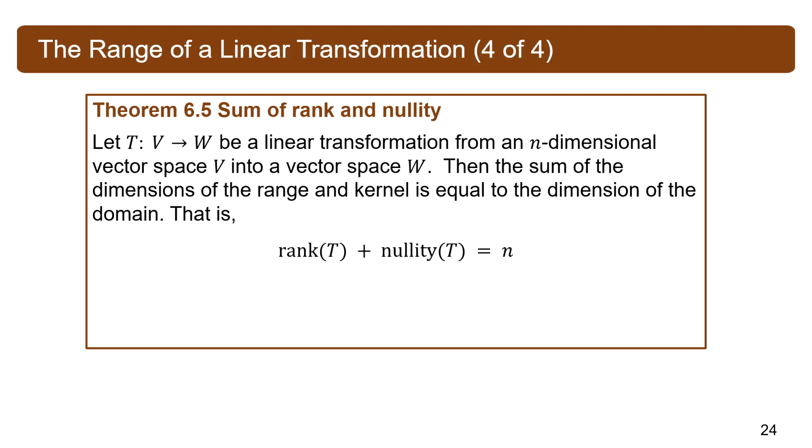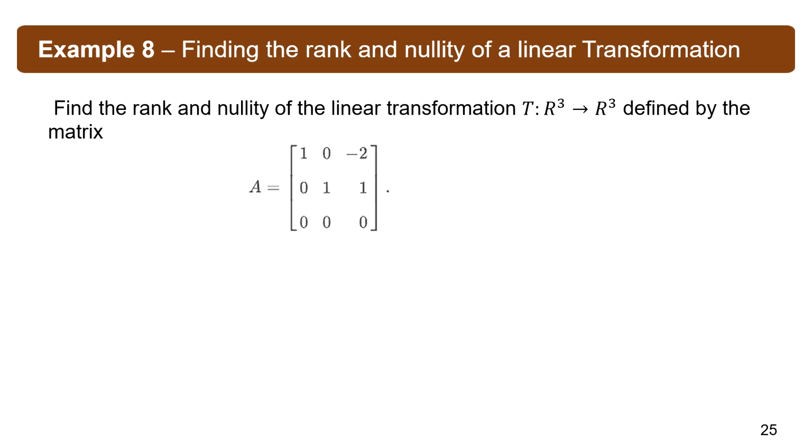So the rank of T plus the nullity of T is n. n is the dimension of the vector space. The dimension of the range plus the dimension of the kernel is equal to the dimension of the domain. So remember this formula and let's use that one.